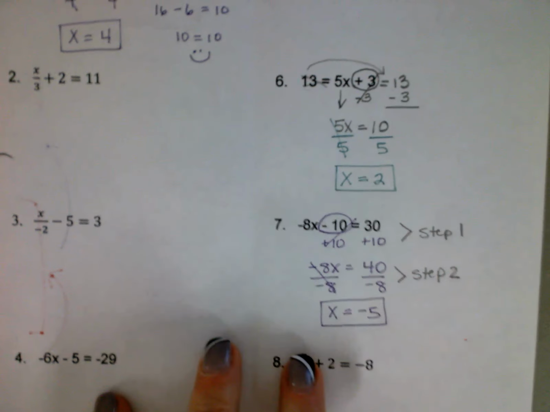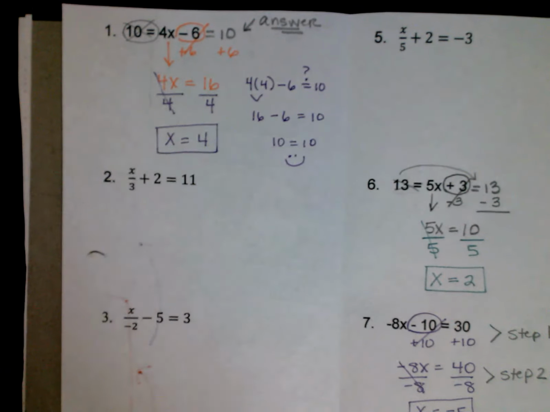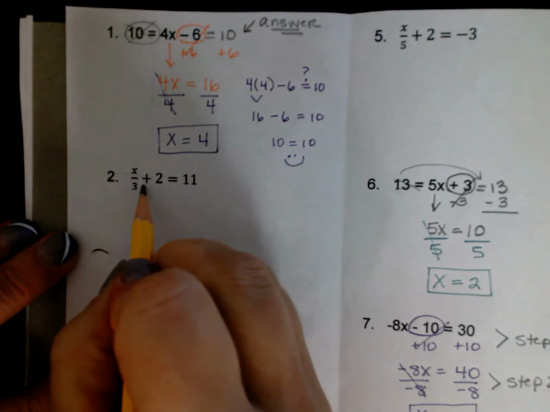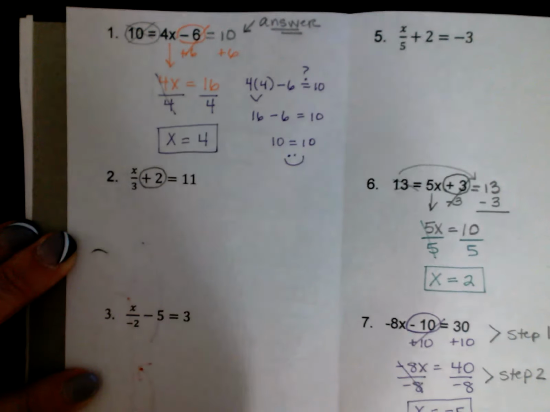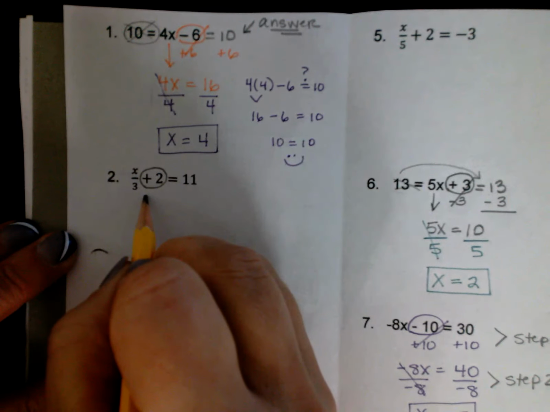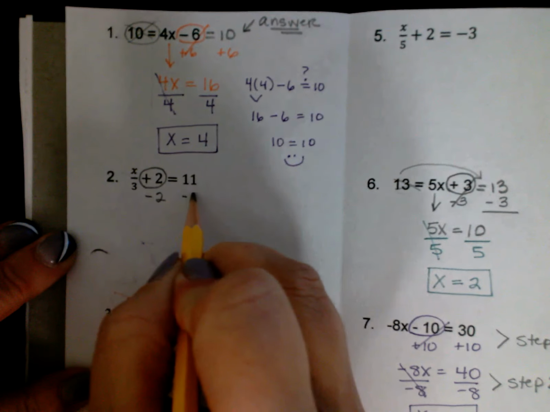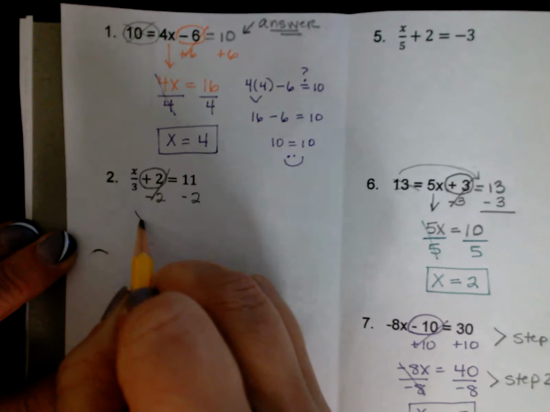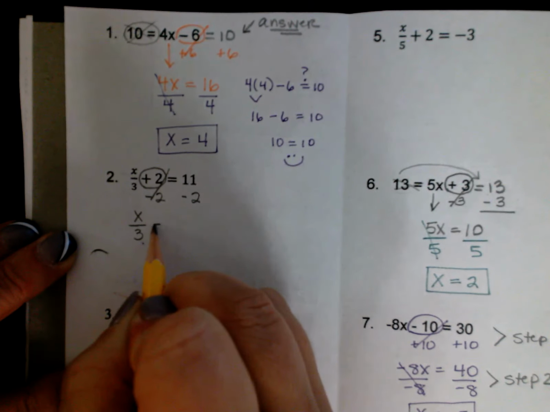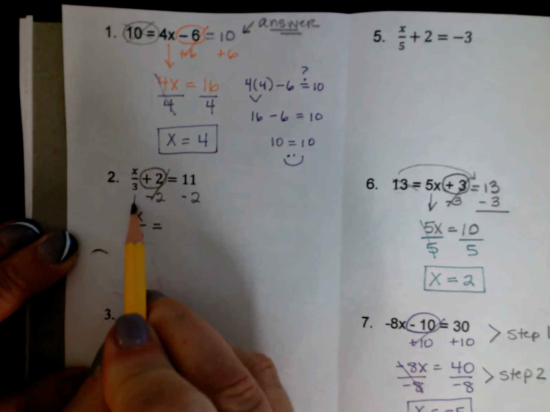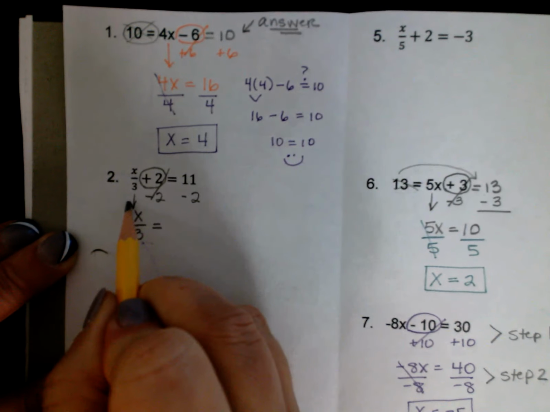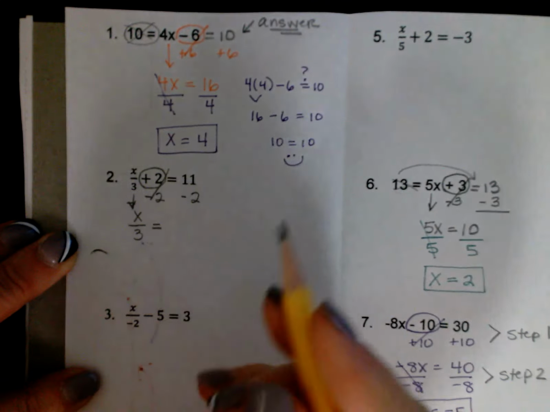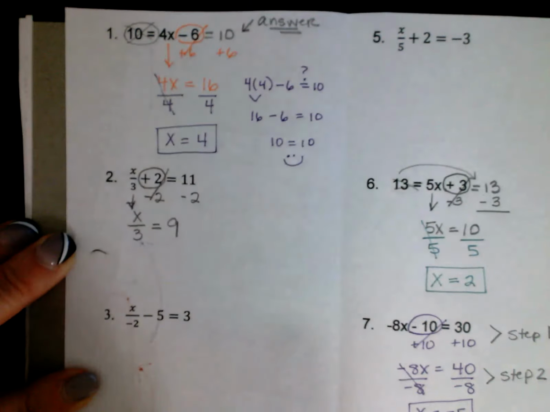All right, let's scooch back over to question number 2. Same sort of idea. We're going to work with order of operations backwards. I need to get rid of the plus 2. To do that, I would do minus 2, minus 2. Those are gone, so I just drop this down. 11 minus 2 is 9.